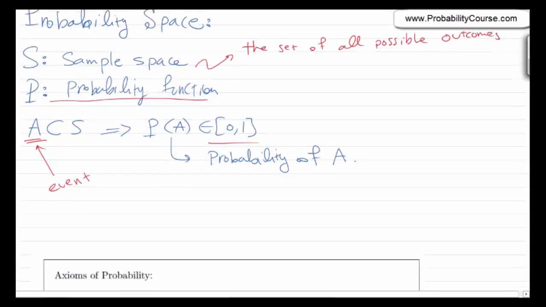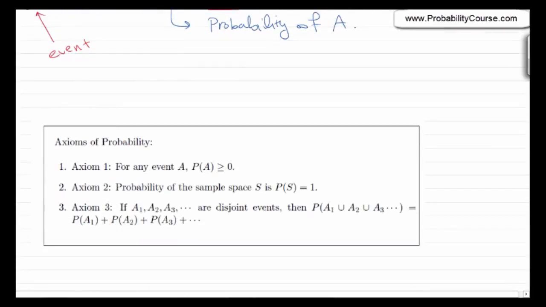And we discussed that probability must satisfy three axioms. First, axiom 1 is that the probability of any event must be larger than or equal to 0. Axiom 2 stated that the probability of the whole sample space must be equal to 1. And axiom 3 said that if I have a bunch of disjoint events, then the probability of their union is equal to the summation of their probabilities. And we said that union is the same as OR.